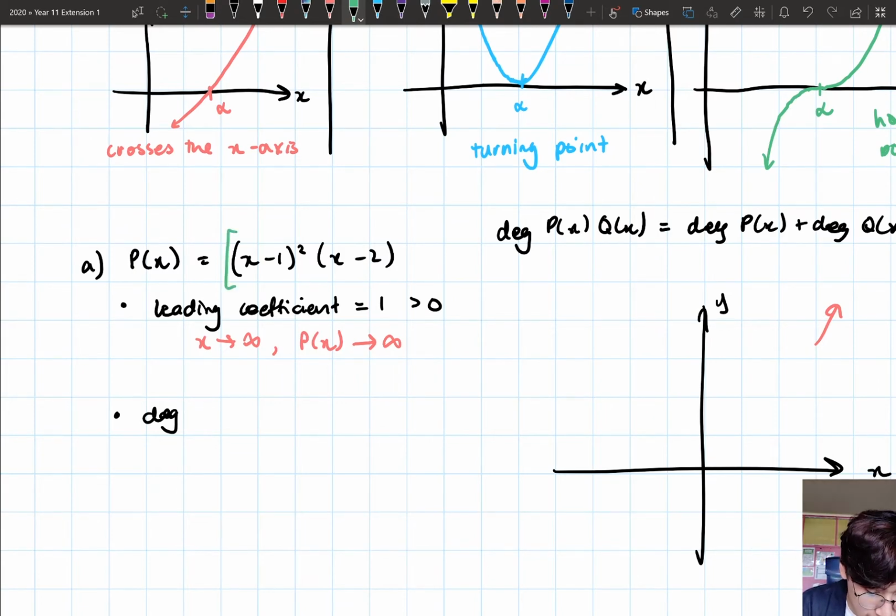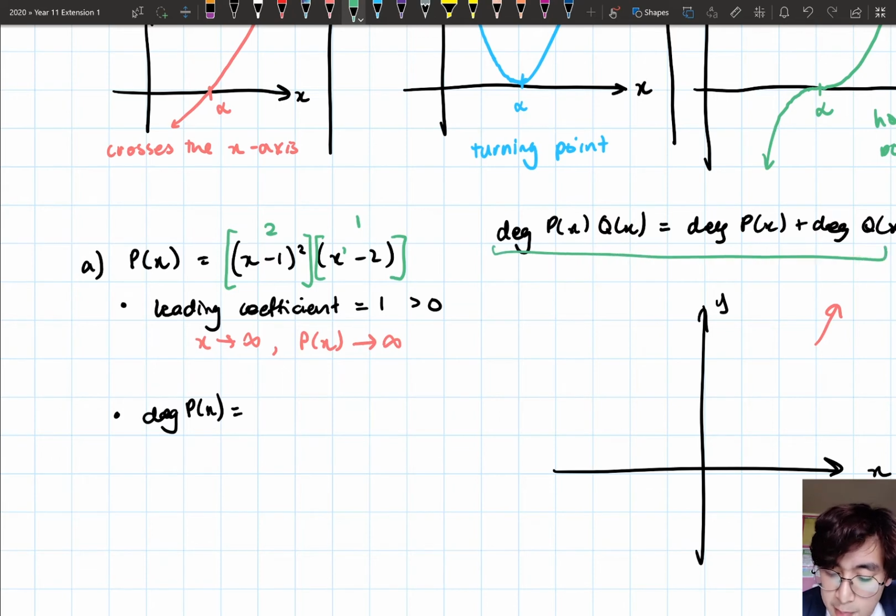So let's have a look at both of my factors. If I look at this first factor here, what is the degree of this going to end up being? Well, because it's a square, the degree is going to end up being 2. So actually I forgot to write degree p of x. The degree of that is going to be 2. Let's have a look at the second bracket. What's the degree of this one going to be? Well, it's just degree 1 because it's an x minus 2. The highest power of x here is 1.